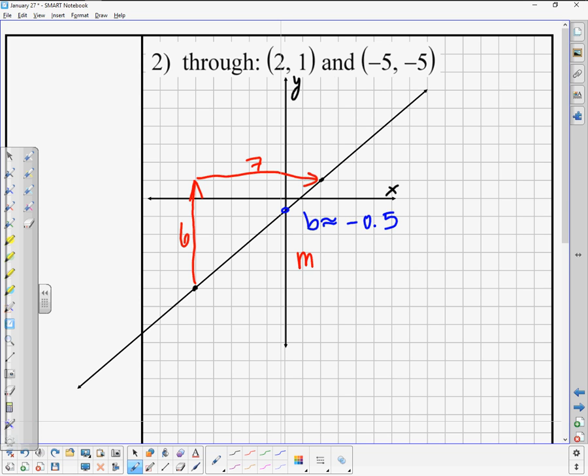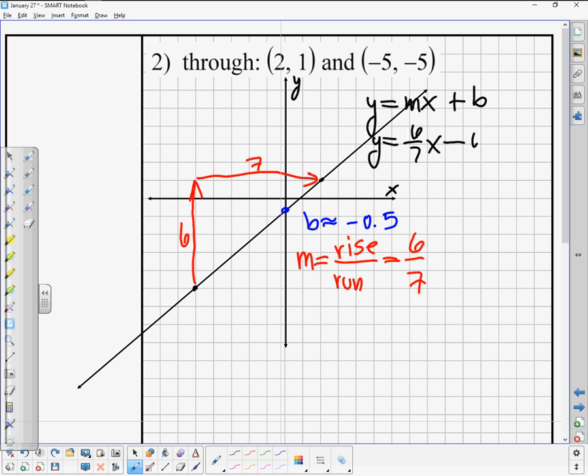Now my slope will be the rise over the run. The rise is how much I went up or down. I went up 6, so that should be positive 6. And my run, I went 7 to the right, so that should be 7. Now I have all the information that I need. The equation of the line will be y is equal to mx plus b. Plug in the values: m will be 6 over 7, x minus 0.5. And that is the equation of the line.